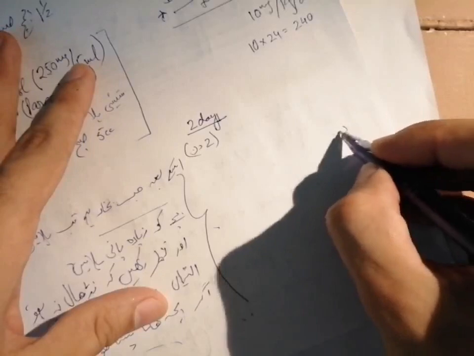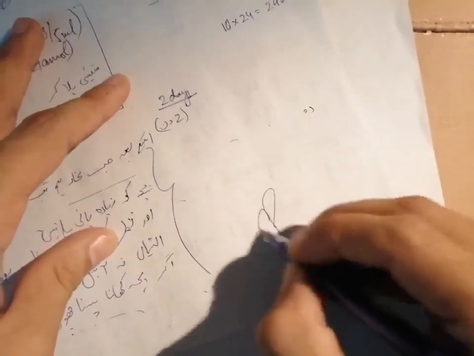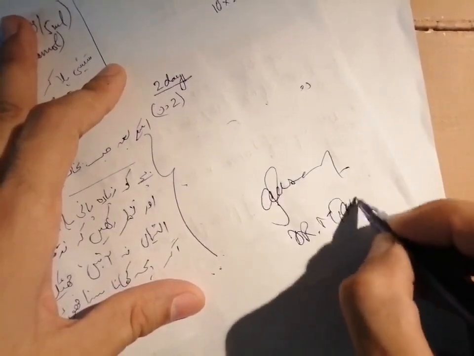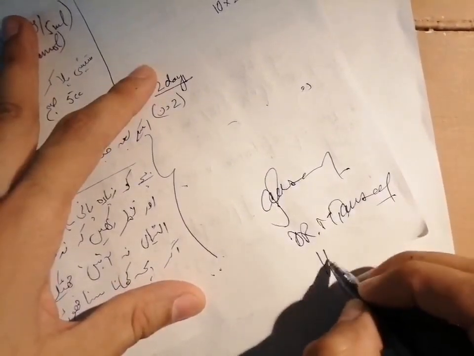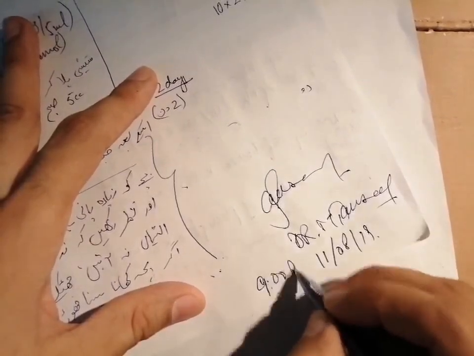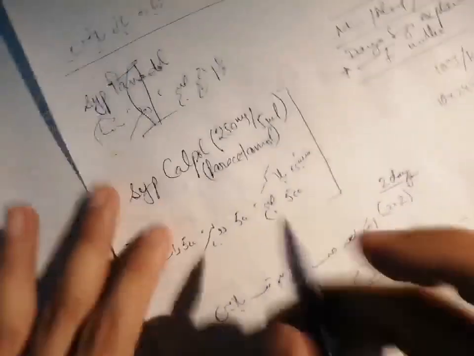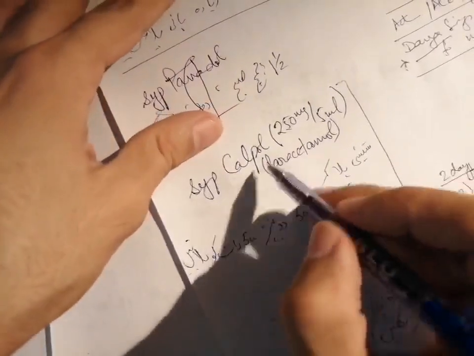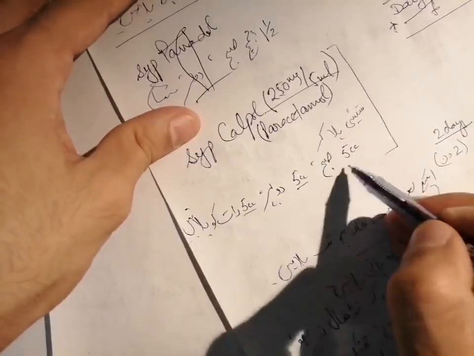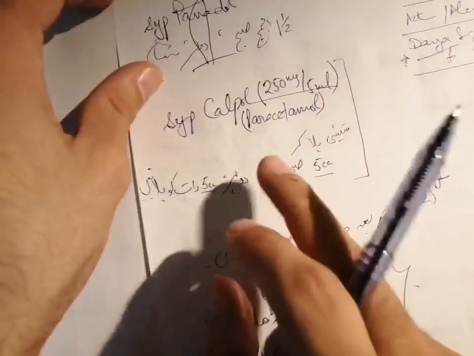2 days, 2 दिन के बाद दोबारा check कराएं, and you then have your signature, your name, and the date and time. This is what I wish to say, that we must write strengths of syrups and then in mLs how much we wish to give. This is one example of Calpol.